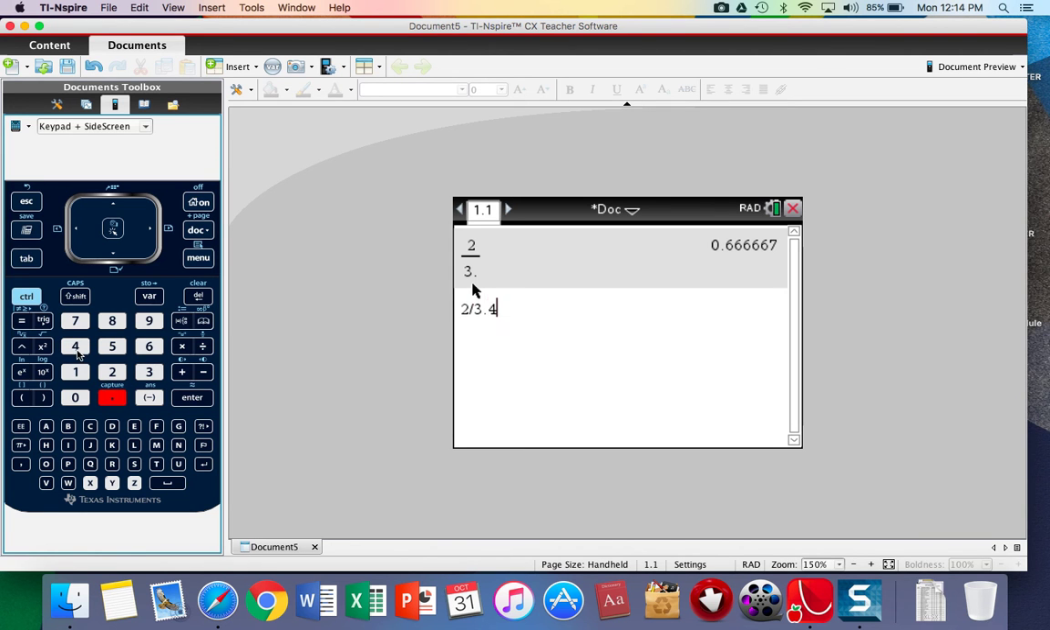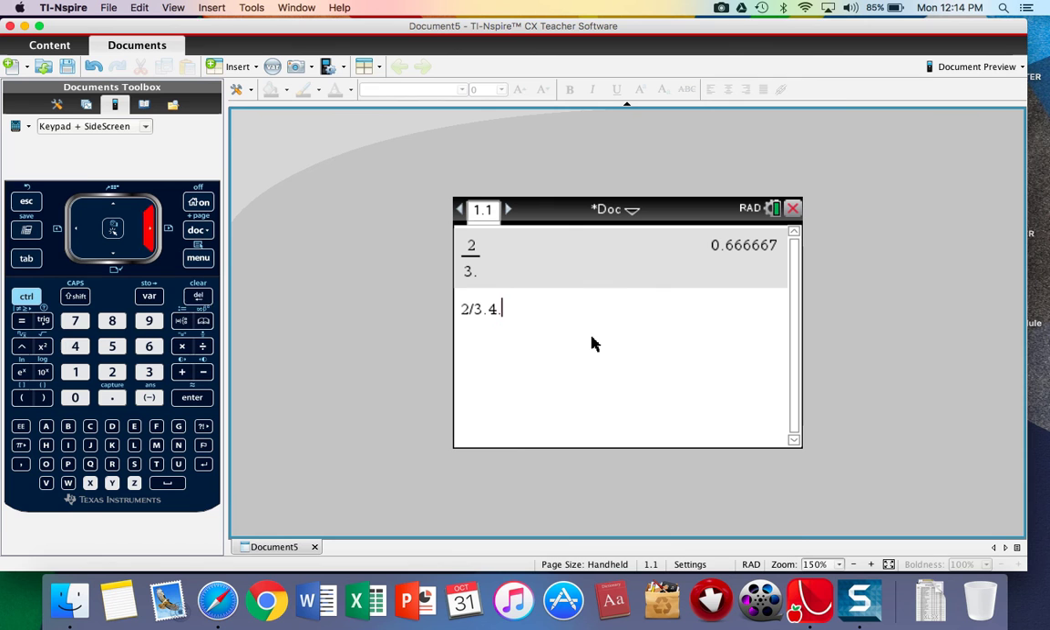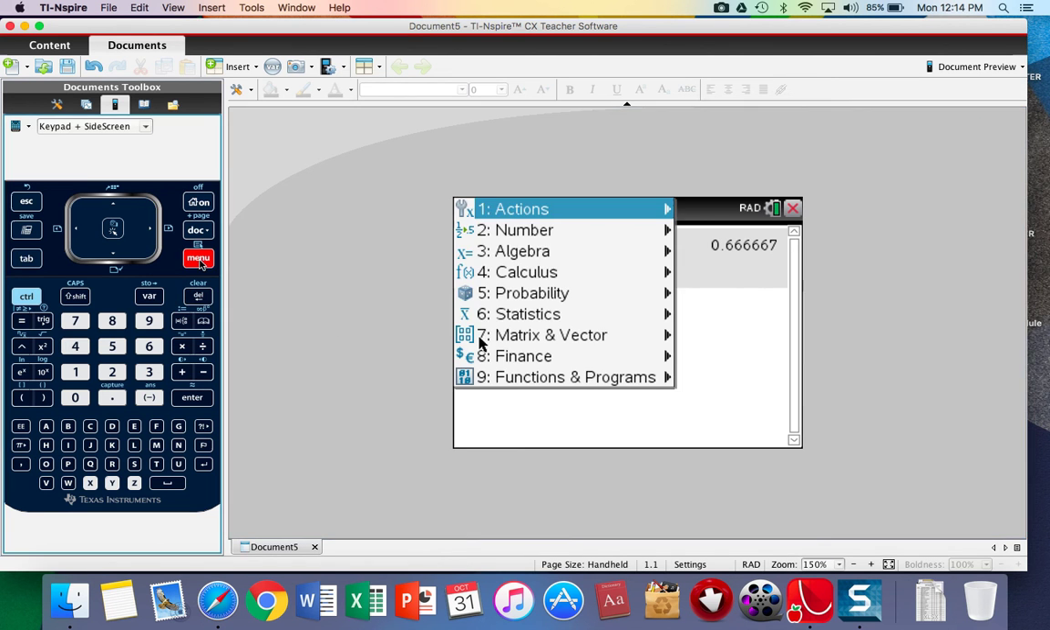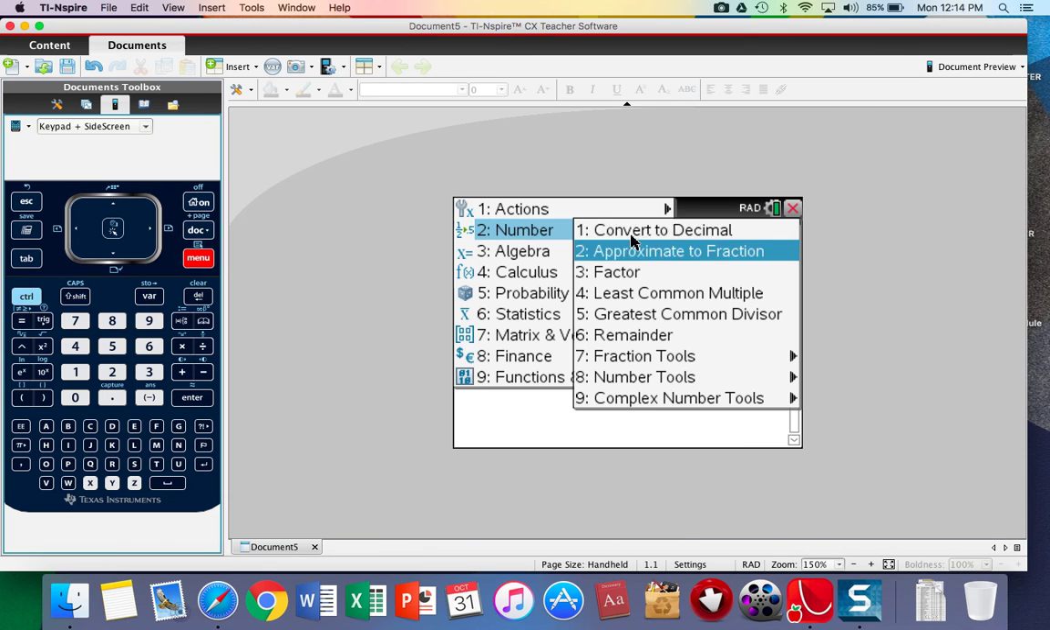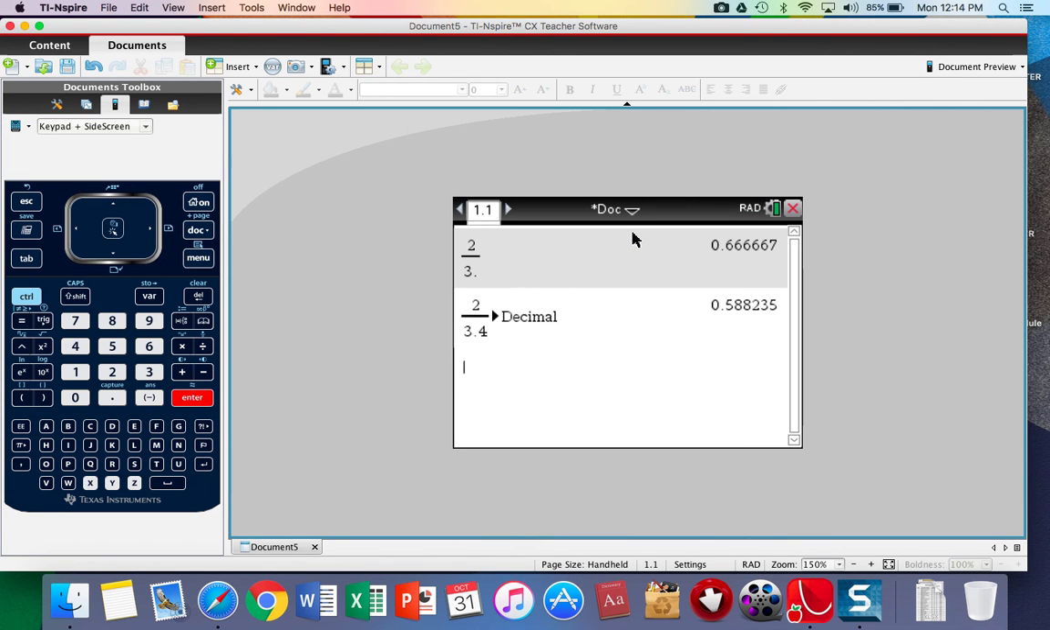Let's say 4. Now you want to convert this into a decimal number. If you put this dot and then enter, it will show that there is a syntax error. So you can't use this method. So what do we do? You can go to menu, numbers, convert to decimal. So you get the answer. This is how you can convert it into a decimal number.